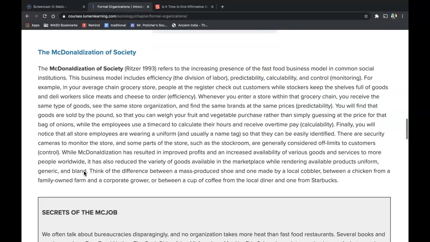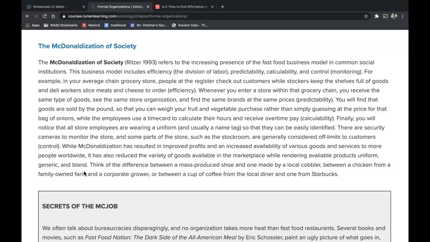Well, something that the Crash Course Sociology episode talked about is the essence of the McDonaldization of society. Let's continue on to prove this point about whether or not this is helping or hurting the workplace. The McDonaldization of society refers to an increasing presence of fast food business models in common social institutions. This business model includes efficiency, the division of labor, predictability, calculability, and control monitoring.